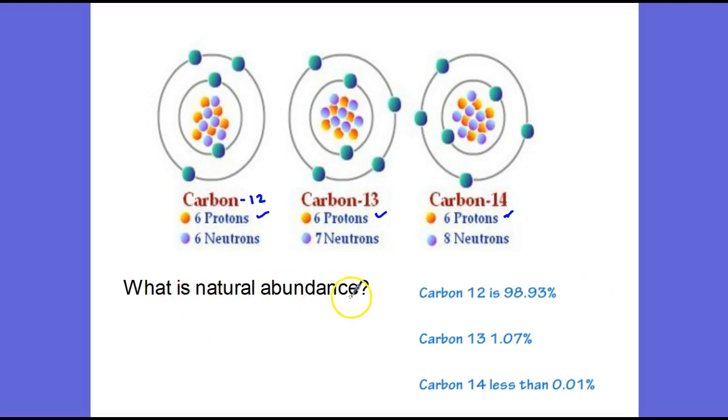The natural abundance of an isotope is the percentage of all of the atoms of that element that are that particular isotope. So out of all the carbon that there is, 98.93% of it is carbon 12, 1.07% of it is carbon 13, and about 0.01% is carbon 14. And this is called the natural abundance of those isotopes.